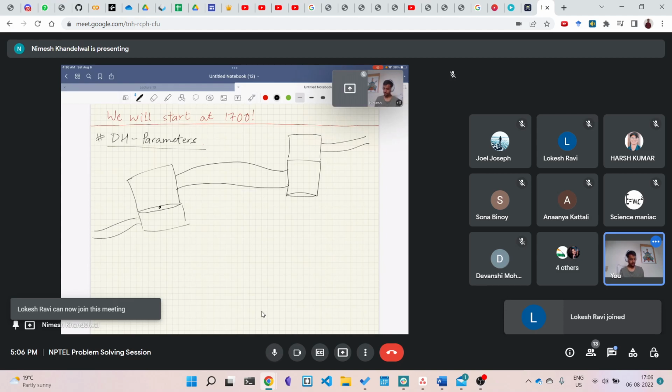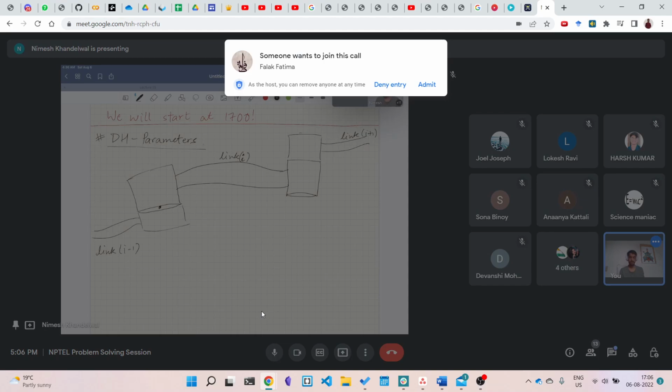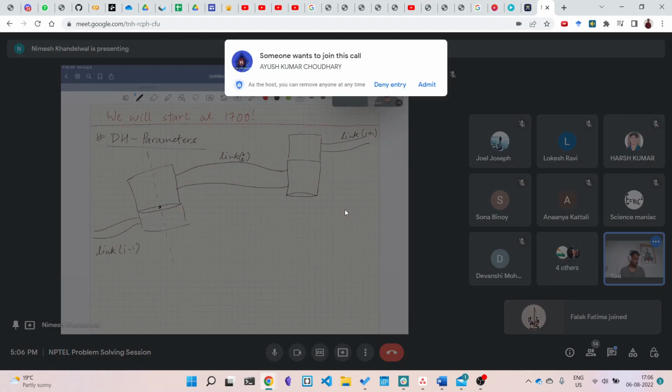So I will call this link I minus one. This middle one link I, and the next one link I plus one. Is that fine? I don't think there would be a problem till now, but where the difference arises is what do you call this joint? Is it the joint I minus one or I plus one?